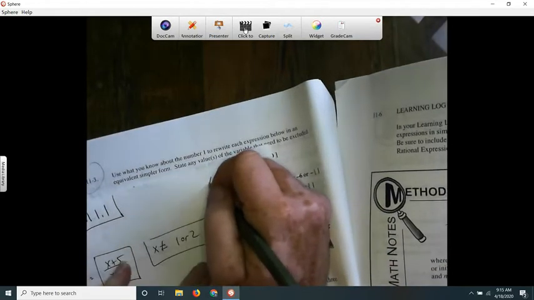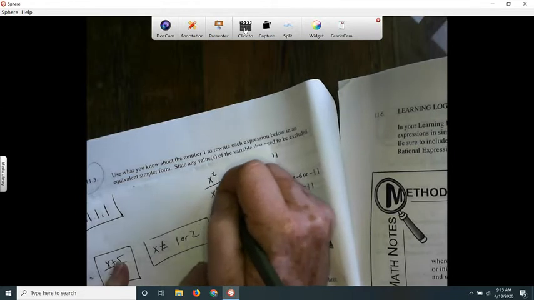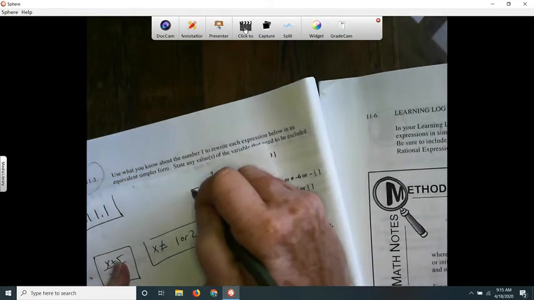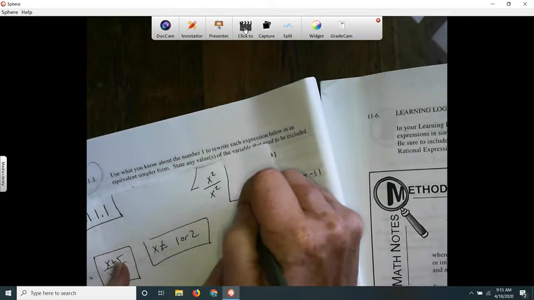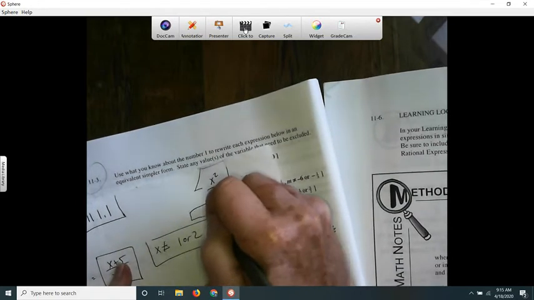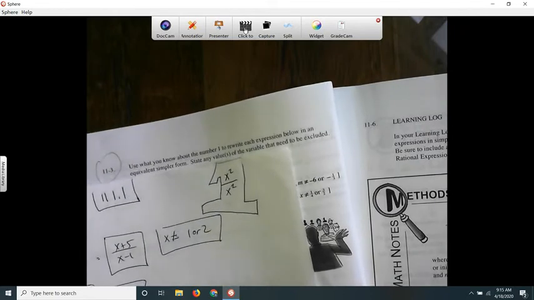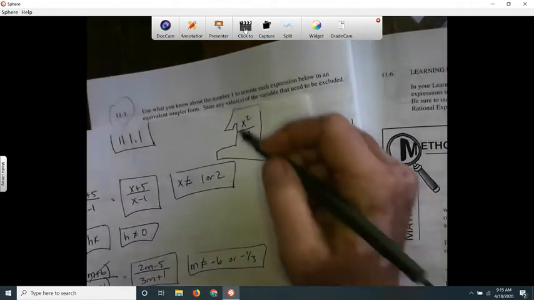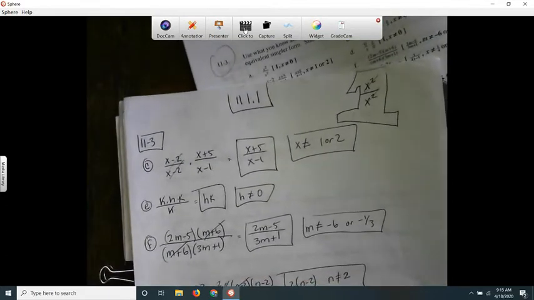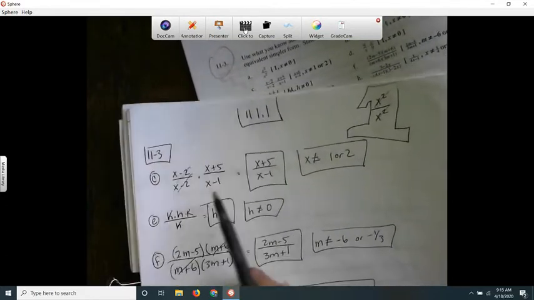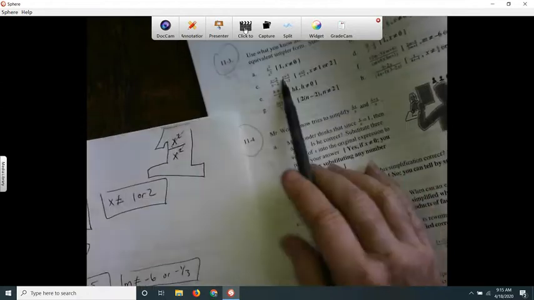Oh, well, I didn't do letter A, but you guys know that anything over itself is 1, and sometimes they write it as a giant 1, like that. We like to use those for canceling stuff out in fractions. So I'm just going to do letter C. Letter C said it's x minus 2 over x minus 2.